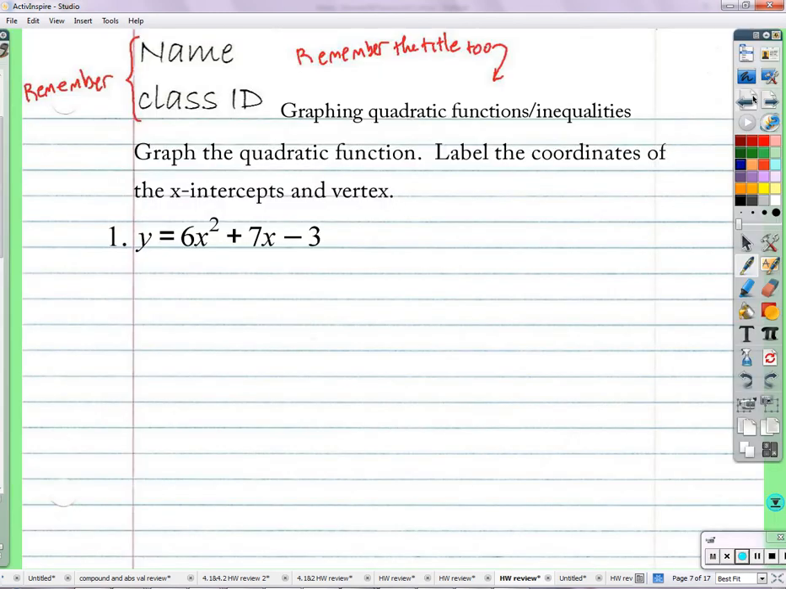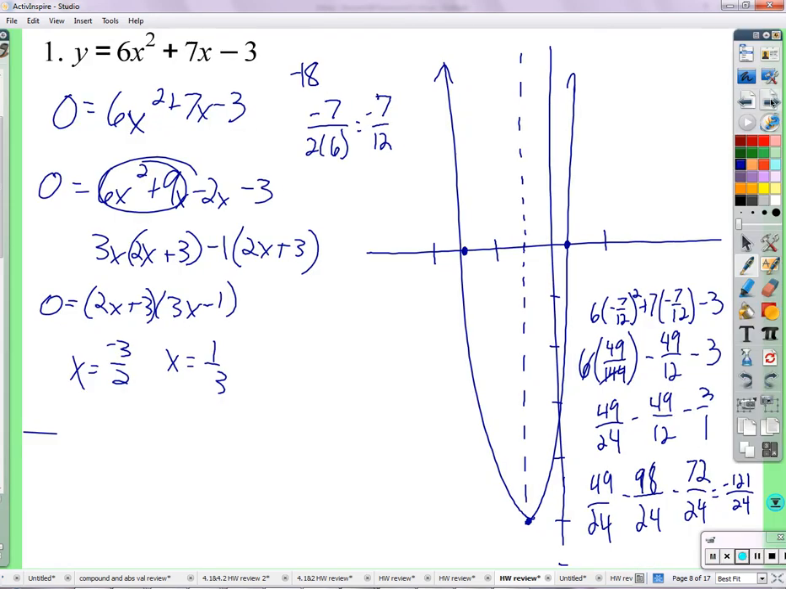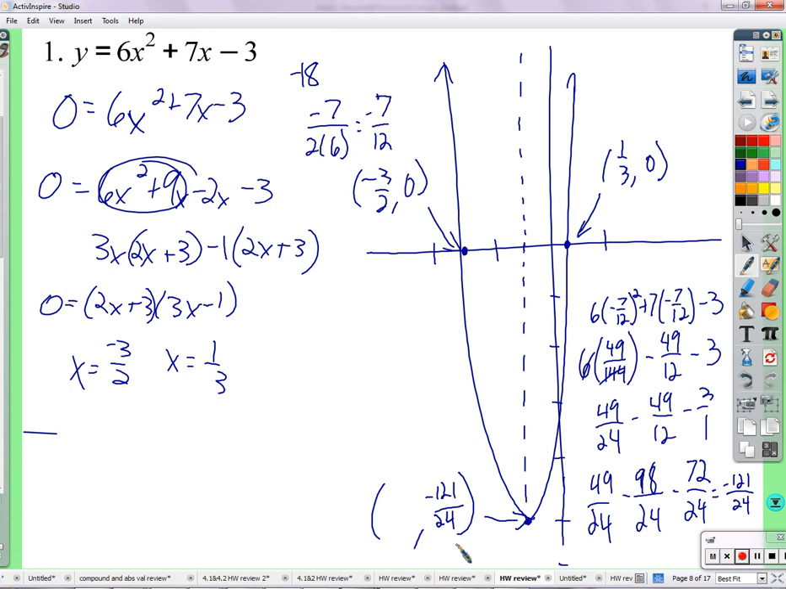I said label the coordinates of the x-intercepts and the vertex. So where's this? 1/3, 0, of course. And this one, negative 3/2, 0, and the vertex. Well, that's the y value, negative 121/24. Negative 7/12 is the x value.